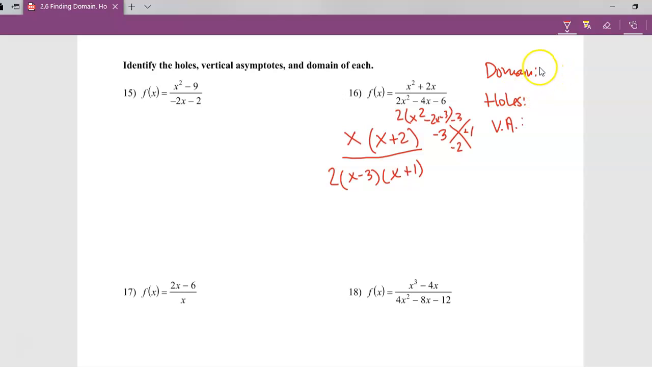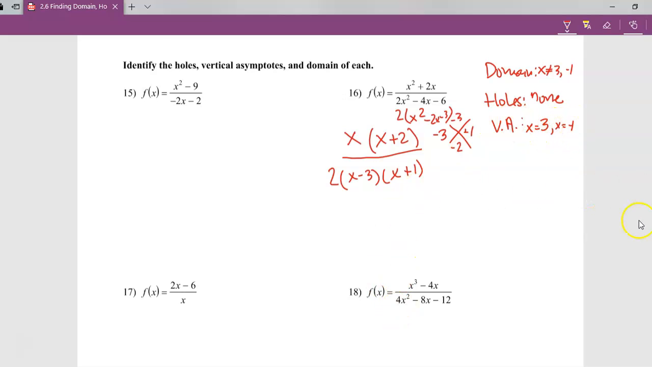So x cannot be 3 or -1 because those would both make the denominator equal 0. Remember, we only need to look at the denominator for domain. For holes, we need to see if there's anything that matches on the top and the bottom. Since this one has no matching factors on the top and bottom, there would be no holes. And then the vertical asymptotes are, again, those zeros from the denominator that weren't holes.